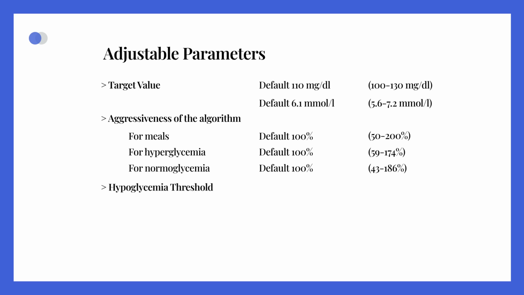Hypoglycemia threshold determines the glucose level at which the system recommends rescue carbohydrates and adjusts basal insulin delivery. The default value is 70 mg per deciliter or 3.9 millimol per liter, but it can be set between 60 and 85 mg per deciliter or 3.3 and 4.7 millimol per liter.